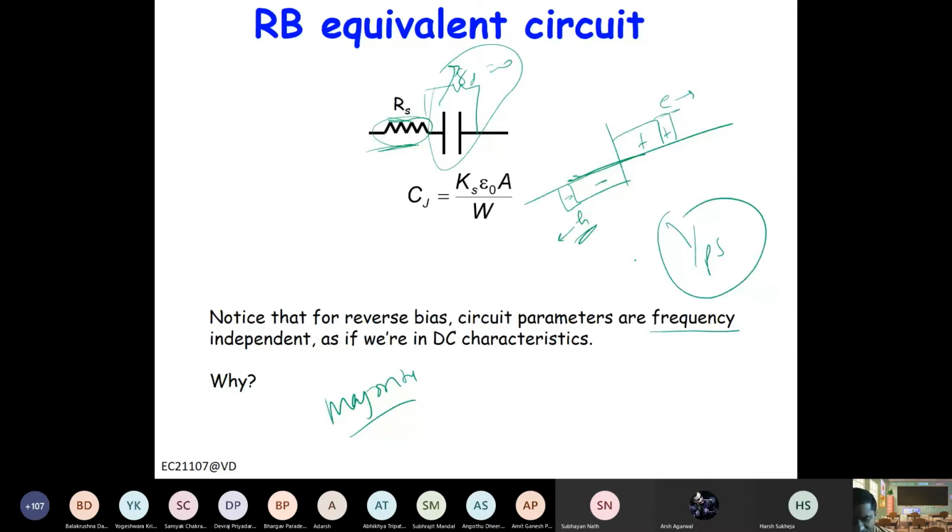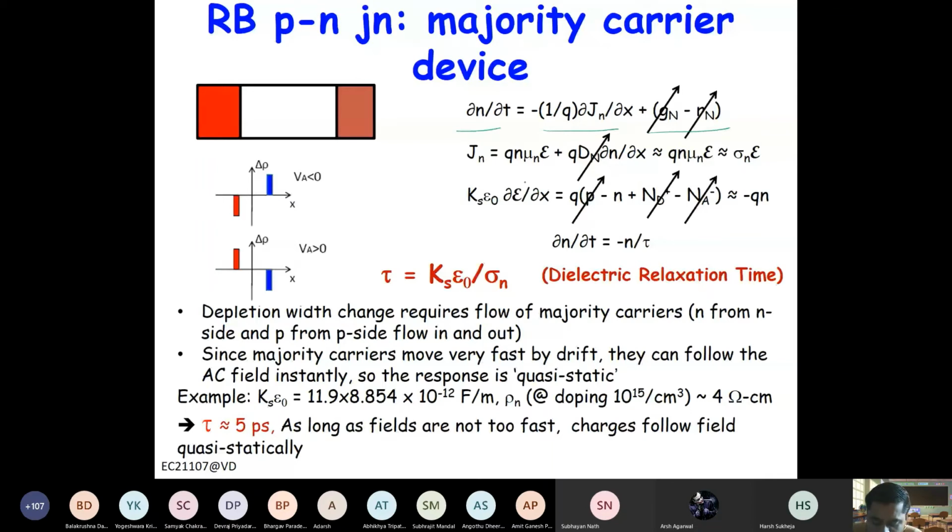And if you want to estimate this typical response time, you can do that by solving the continuity equation. For example, a sample is shown here. Consider the n side, right? So dn by dt is dJ by dx plus generation-recombination, right? If we neglect that, we can also say it is only the drift term. So J can be written as sigma E, and then dJ by dx becomes sigma dE by dx. Now dE by dx you can approximate from the charge here.